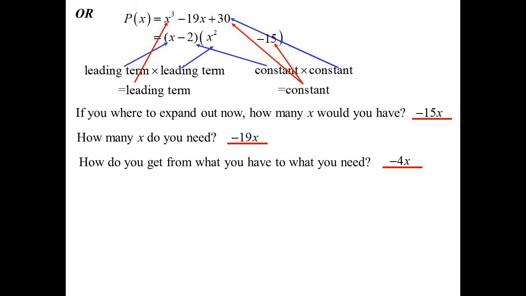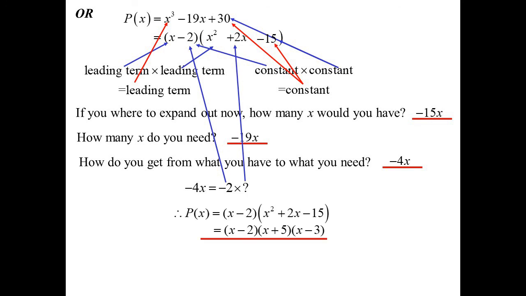I still need another minus 4x is what we're saying. Well, that must be negative 2 times the missing middle term. So negative 2 times what would give me negative 4x? That's 2x, and there's the middle term. So applying logic can sometimes be quicker than doing the long division.